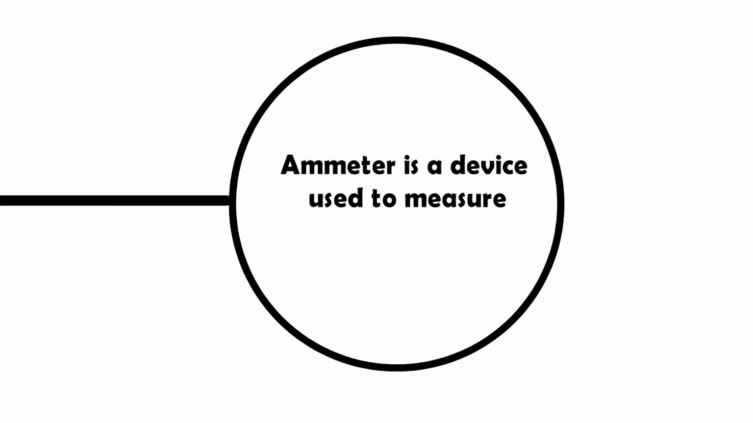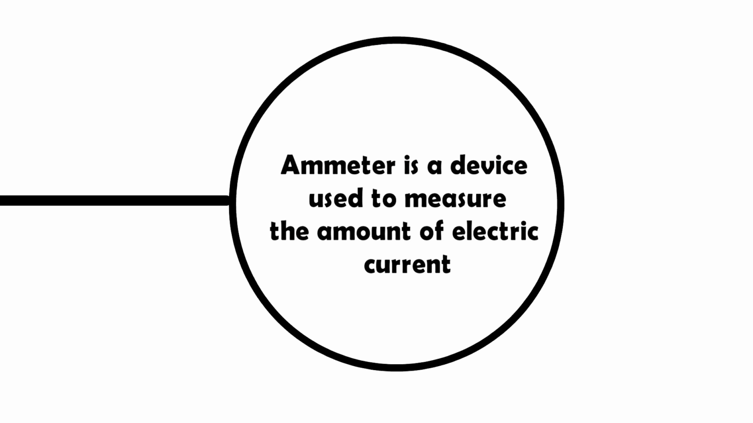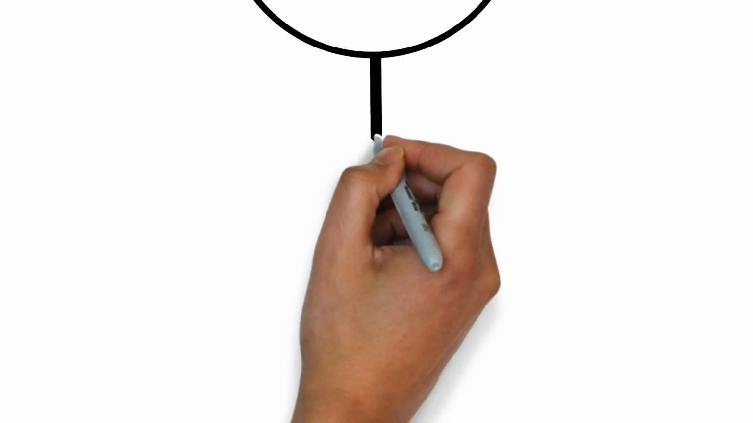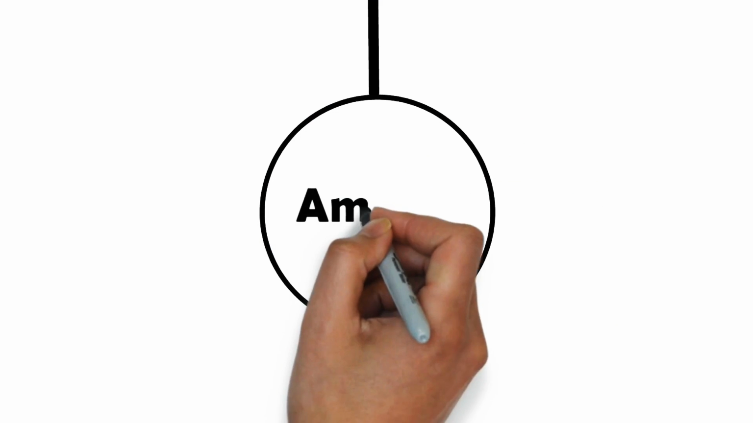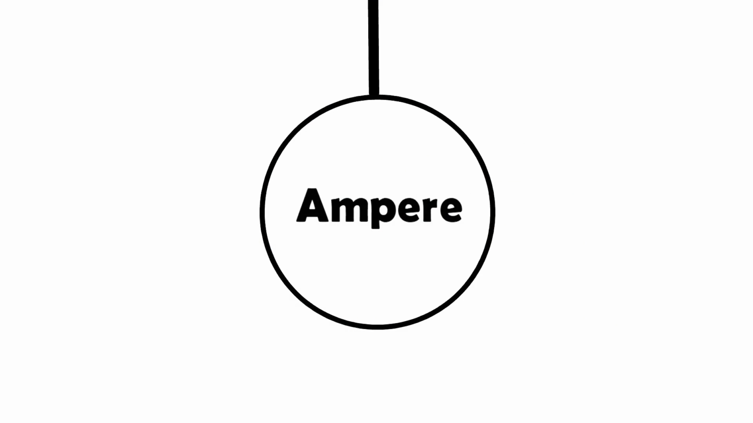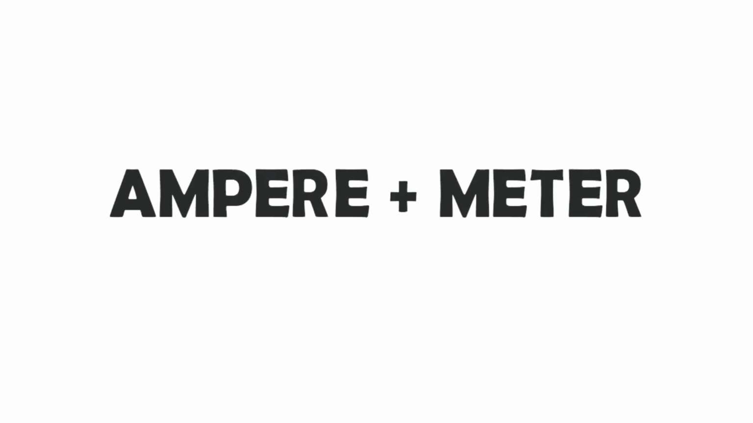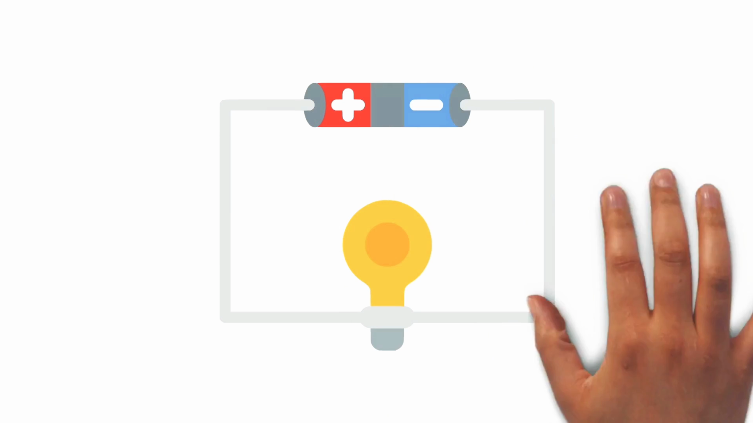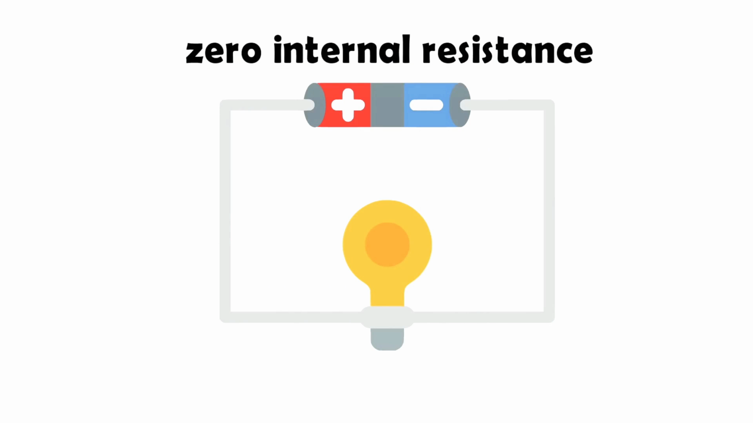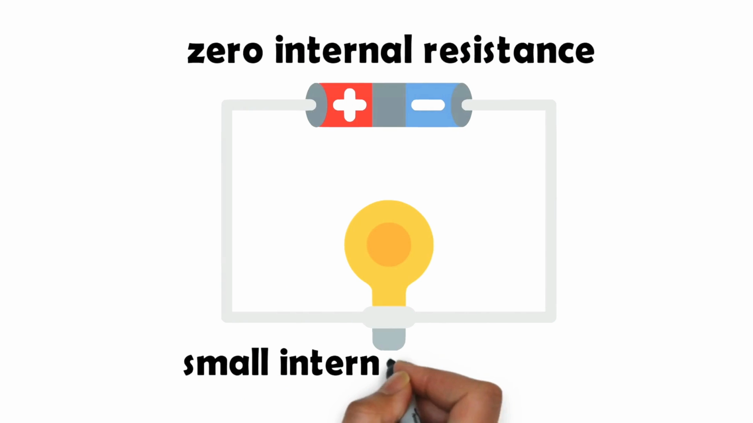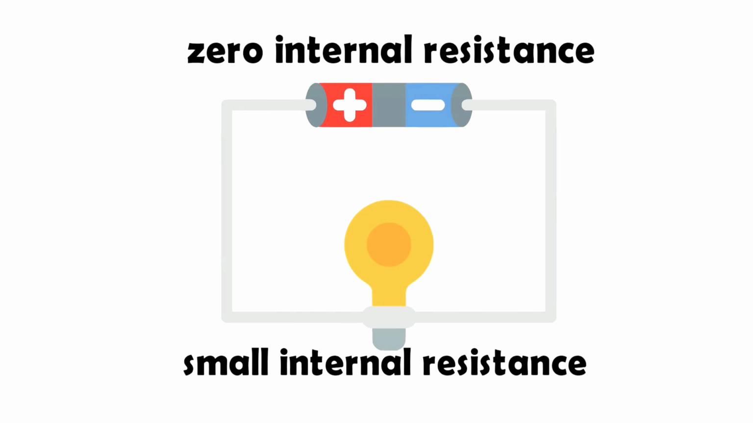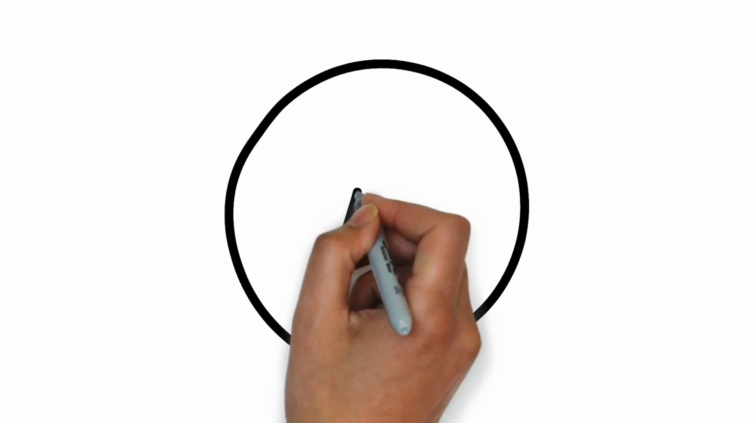Ammeter is a device that is used to measure the amount of electric current that runs through a circuit. The standard unit used to measure electrical current is called an ampere, hence the name ammeter or amperemeter. The ideal ammeter has zero internal resistance, but practically, the ammeter has small internal resistance. The measuring range of the ammeter depends on the value of resistance. The symbolic representation of the ammeter is a capital letter A in a circuit.